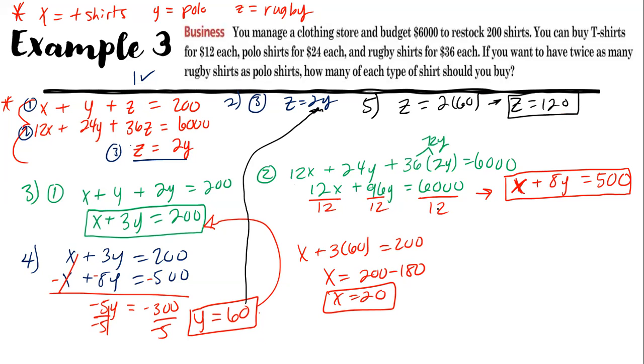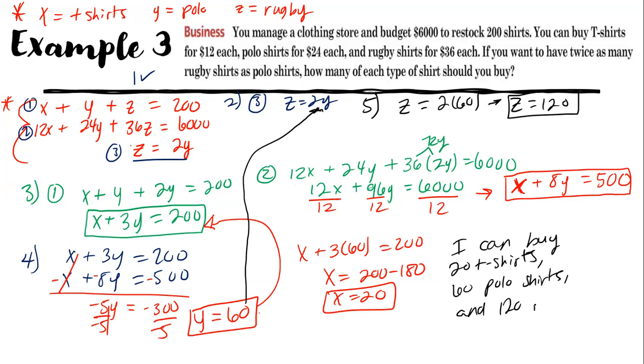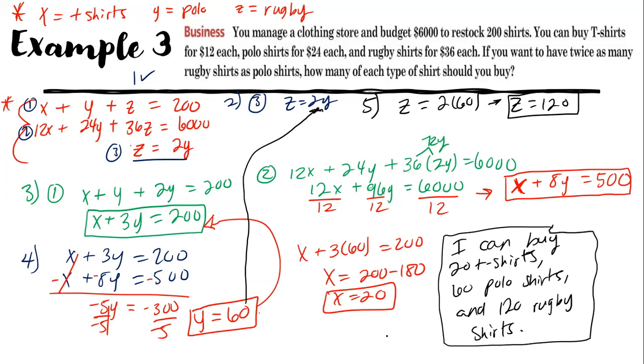Okay, so we have our numbers, so we can put it in terms of the problem. That means I can buy 20 t-shirts and 60 polo shirts and 120 rugby shirts in order to make myself happy and get the most out of my money. Or not most, but whatever I'm trying to gain here. Okay? And that concludes the problem.